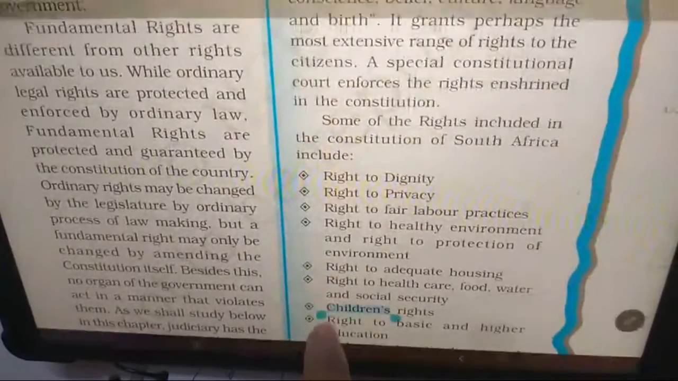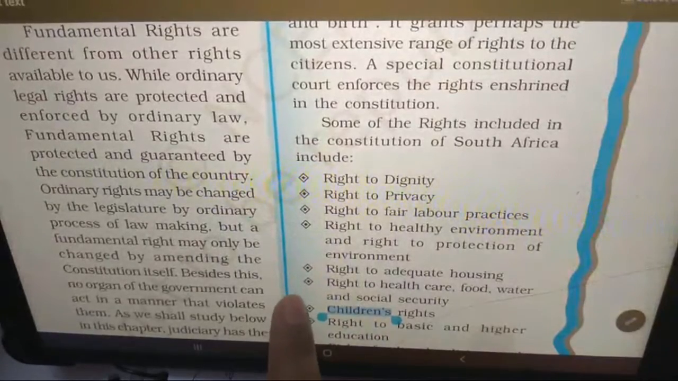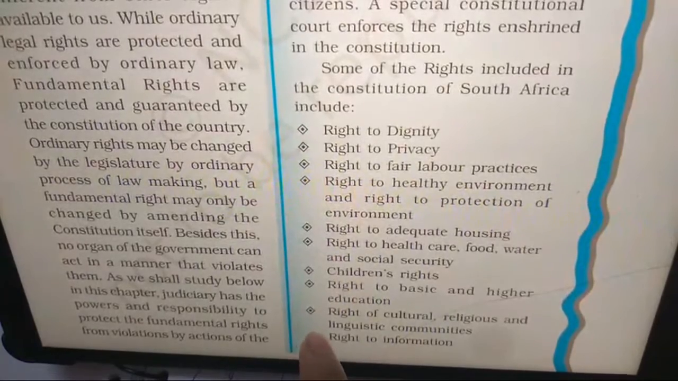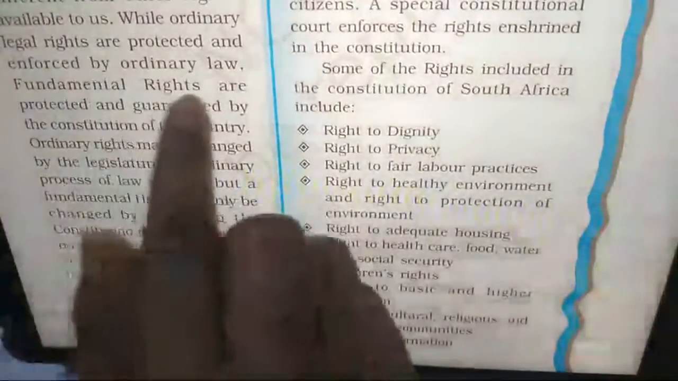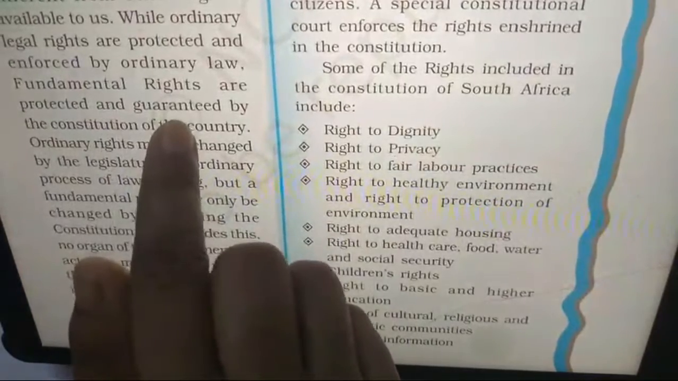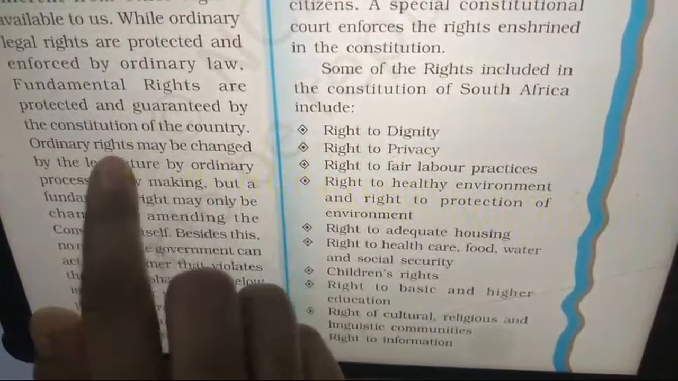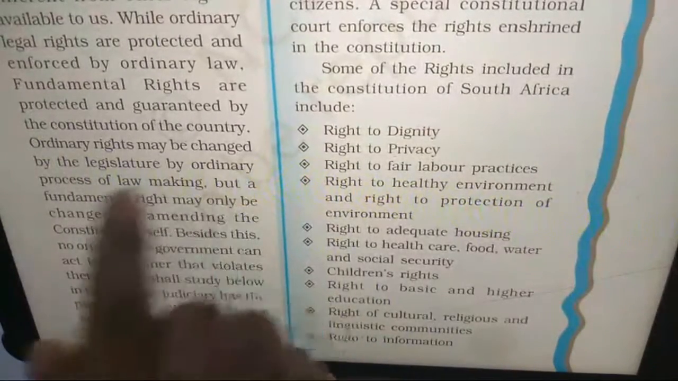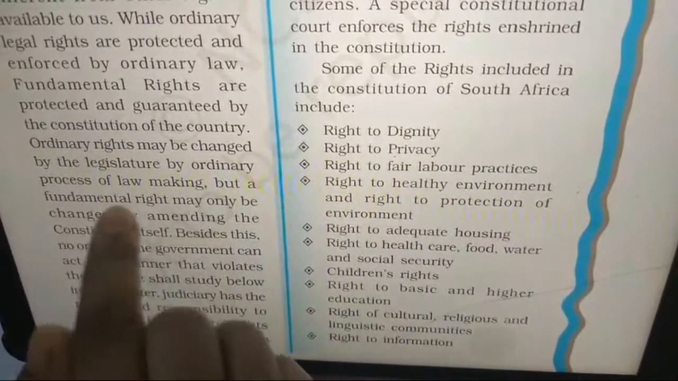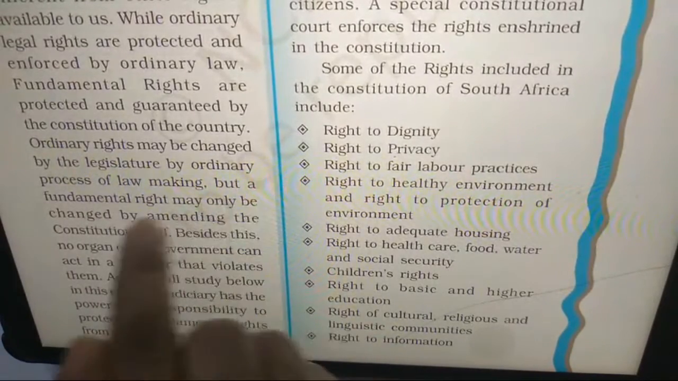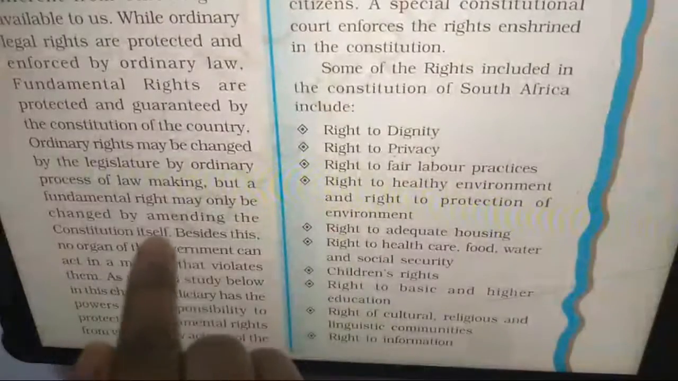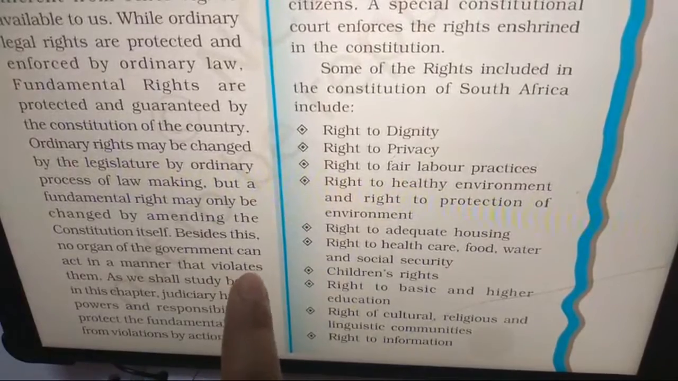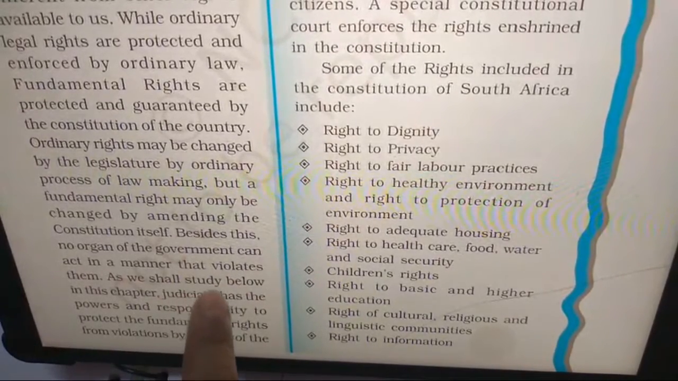Fundamental rights are different from other rights available to us. While ordinary legal rights are protected and enforced by ordinary law, fundamental rights are protected and guaranteed by the Constitution of the country. Ordinary rights may be changed by the legislature by ordinary process of lawmaking, but a fundamental right may only be changed by amending the Constitution itself. Besides this, no organ of the government can act in a manner that violates them.